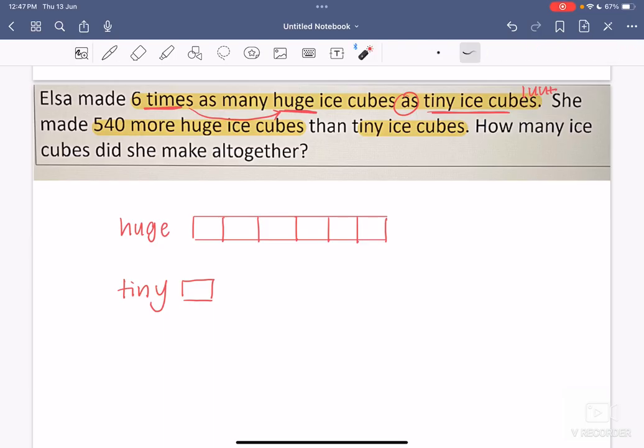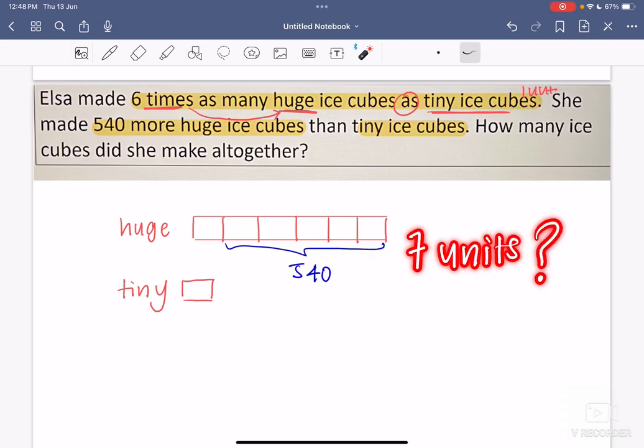540 more. So you see the comparison model. Look, this is the additional part for the huge ice cube, right? So this part should be 540. Then the last question is, how many ice cubes did she make all together? So we must find out these 7 units, 1, 2, 3, 4, 5, 6, 7, is how many ice cubes in total.